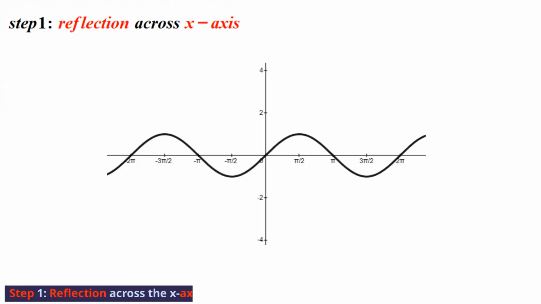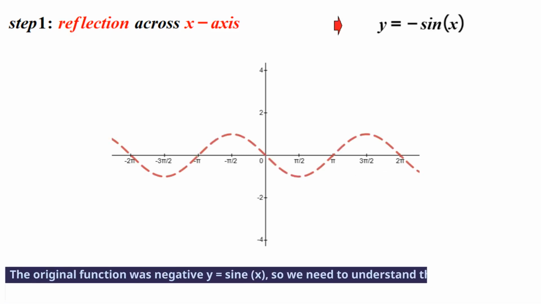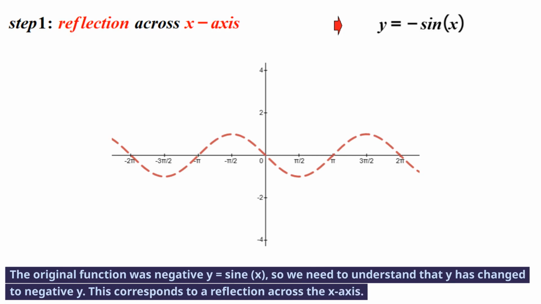Step 1. Reflection across the x-axis. The original function was y equals sine x, so we need to understand that y has changed to -y. This corresponds to a reflection across the x-axis.